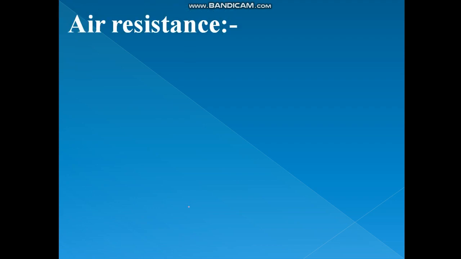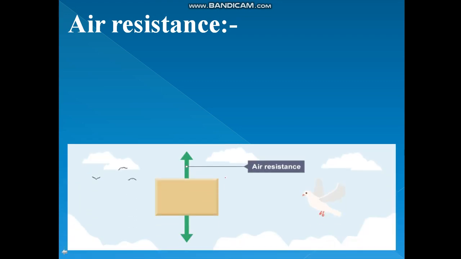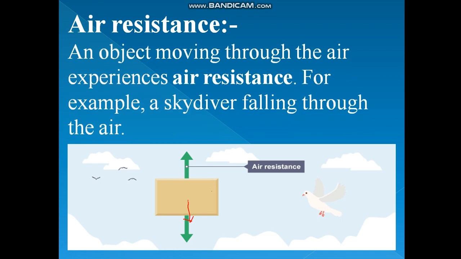Next is air resistance. You must have observed things in the air. Over here you can see any kind of thing which is falling in the air, then the weight of that thing will be acting in the downward direction and there will be a resistance offered by the air, which obviously will be in the upward direction. So an object moving through the air experiences air resistance. For example, a skydiver falling through the air will experience some kind of air resistance.